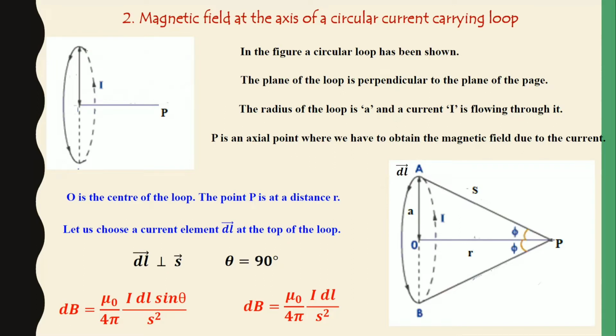If we use the standard formula of Biot-Savart law, due to this current element, the magnetic field at the point P will be mu0 by 4 pi I dl sine theta by s square, where s is the distance AP, the field vector here. So dB will be, theta is 90 degrees, so sine 90 is 1, dB is mu0 by 4 pi I dl by s square.